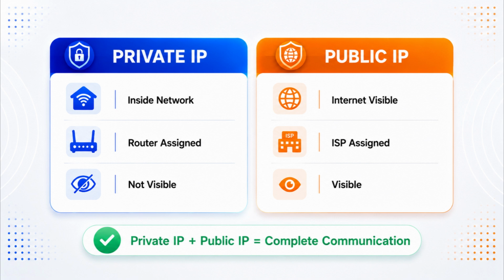A private IP address is used inside local networks. It is assigned by your router and is not visible on the internet. A public IP address is used on the internet. It is assigned by your internet service provider, ISP, and is visible on the internet.